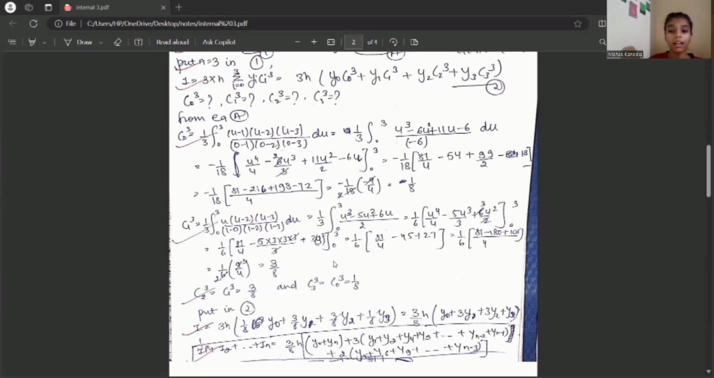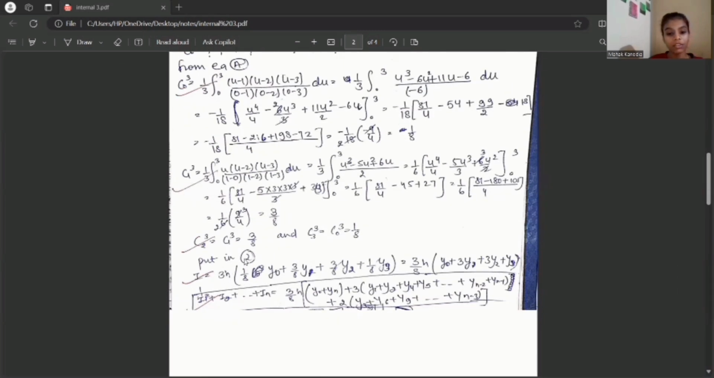We substitute all the values in our equation number 2 to derive the final value of I. So we get I1 as 3h bracket of 1 by 8 y0 plus 3 by 8 y1 plus 3 by 8 y2 plus 1 by 8 y3. On taking 8 common, we get the equation like this: 3h by 8 into y0 plus 3y1 plus 3y2 plus y3.